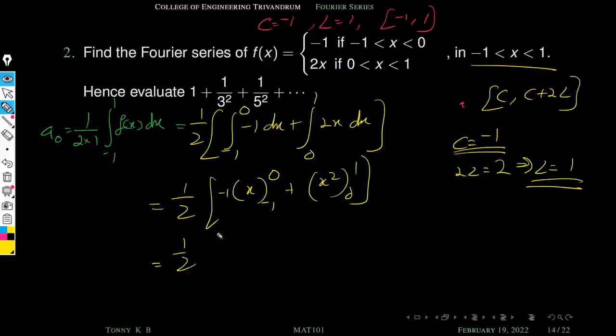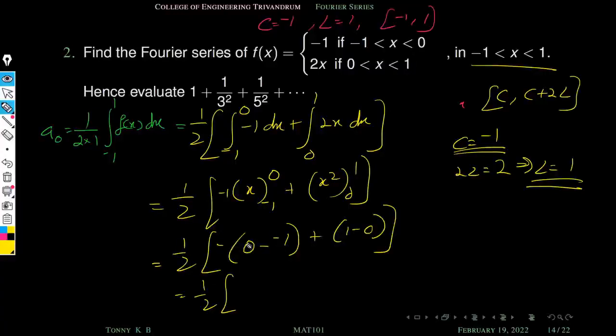So this becomes minus of 0 minus minus 1, plus 1 minus 0, right? So this is actually minus 1, okay, and plus 1, so 0. So a naught is 0.